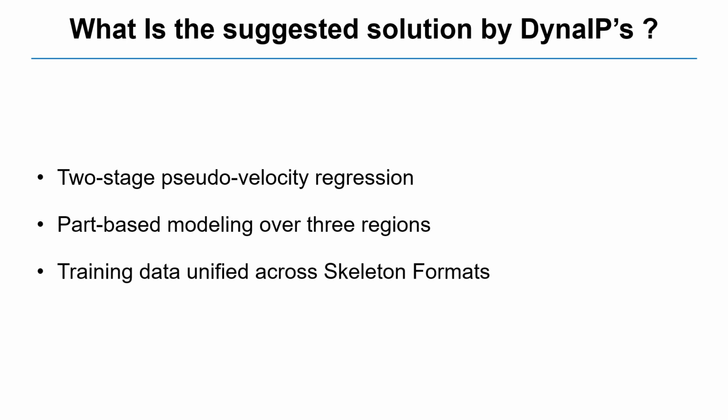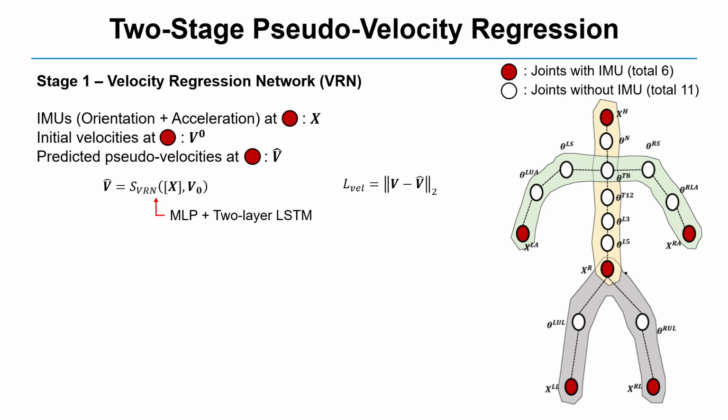First, two-stage pseudo-velocity regression. Second, part-based modeling over three regions. Third, training data unified across skeleton formats. The author introduced two-stage pseudo-velocity regression architecture.